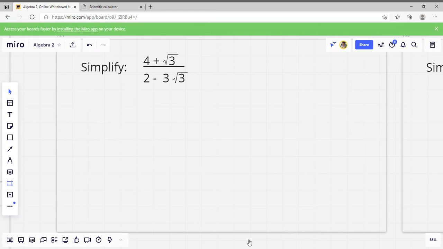So what we're going to do is multiply the top and the bottom by the conjugate of 2 minus 3 times the square root of 3. That would be 2 plus 3 times the square root of 3. Remember, for the conjugate, you just change the sign in the middle. We multiply the top times the same. Here I'm going to show my multiplication above.